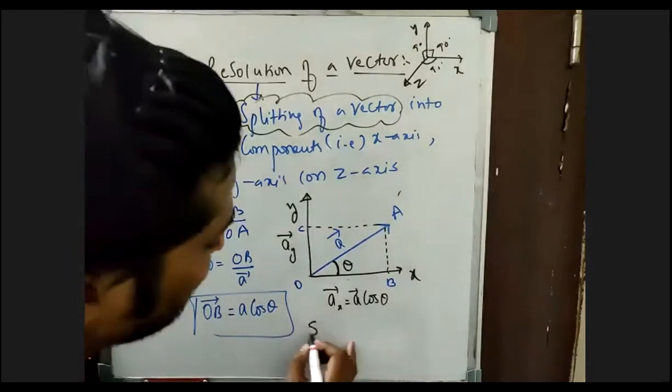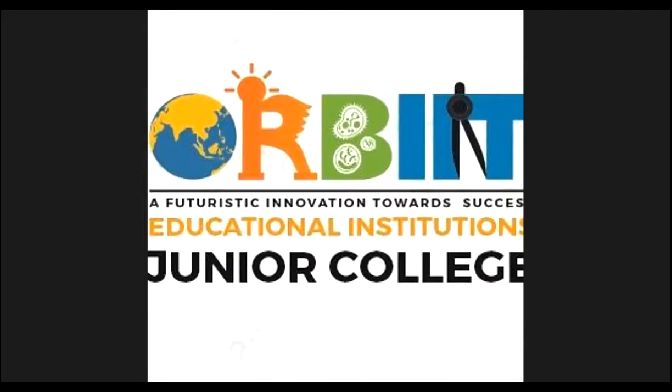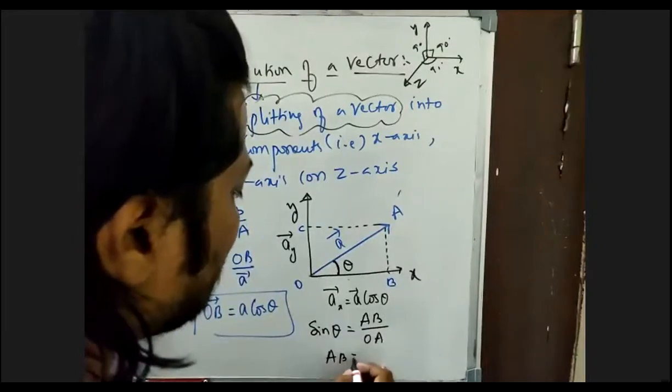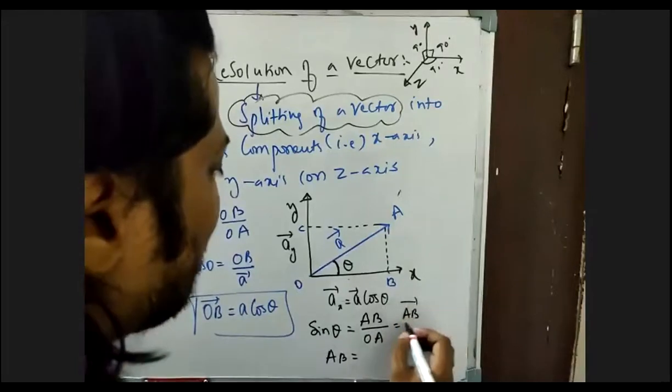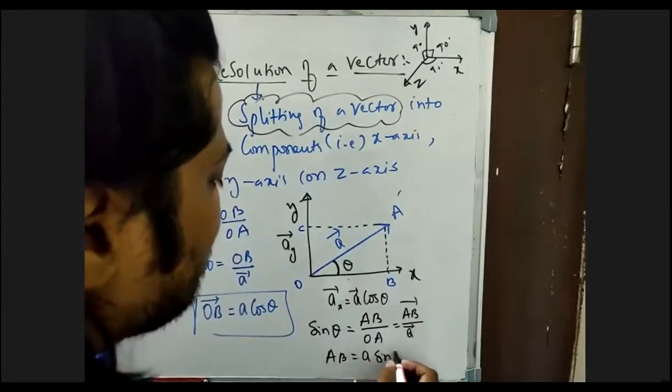The same way, sin theta from the figure. Can anyone tell me what sin theta from the figure will be equal to? Yes, OC by OA. AB by OA. Very good. That means AB I can write as OA times sin theta. OA is again nothing but A bar. So AB is equal to A into sin theta.